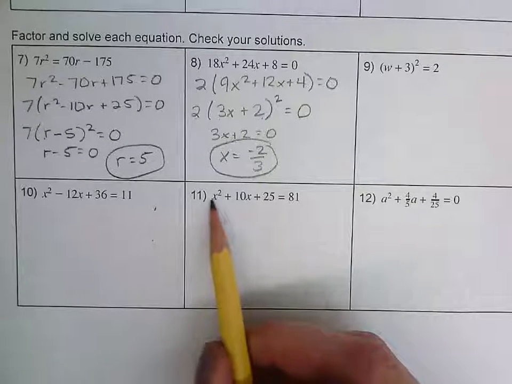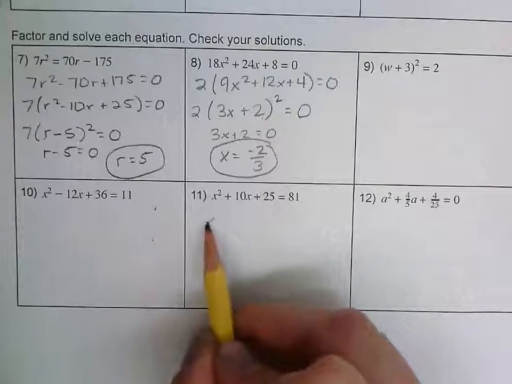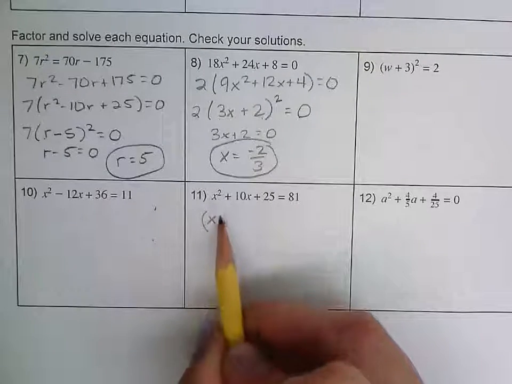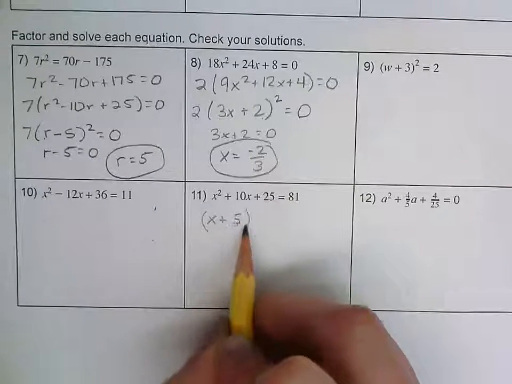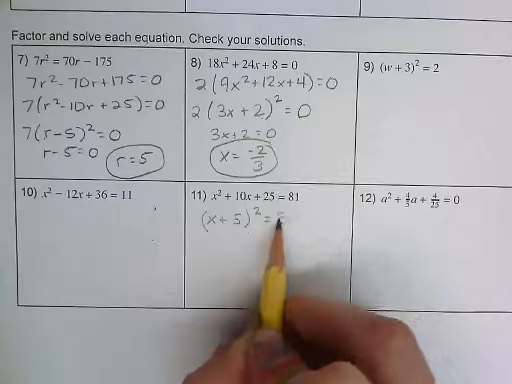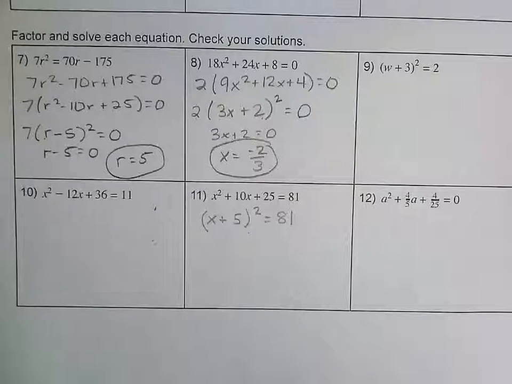So what times itself is going to equal x squared? That's x. It's plus. It's the sum. What times itself equals 25? That's 5. Let's square it. Equals 81. Okay. So there we are. Now we're trying to solve for x. This side's already factored as much as we can. This side is equal to 81.